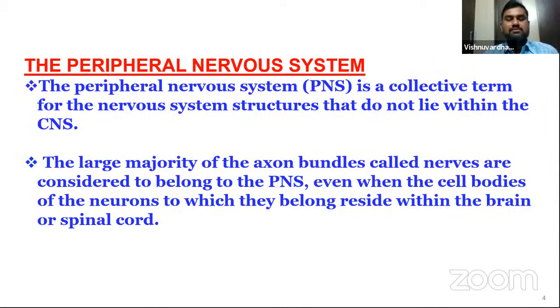Okay, the peripheral nervous system. You have already learnt about this also. The peripheral nervous system is a collective term for the nervous system structures that do not lie within the CNS. This should be remembered. You know about the CNS, that is the central nervous system. Except the brain and spinal cord, all other parts of the nervous system are called the peripheral nervous system.